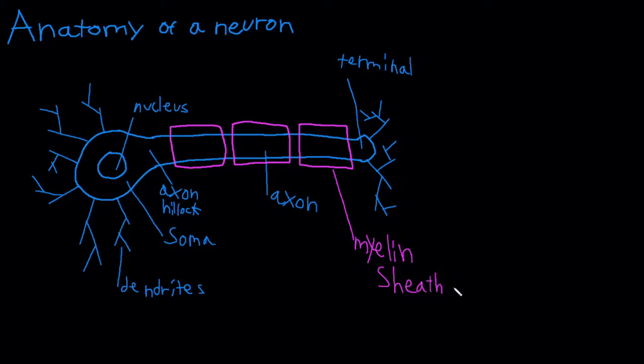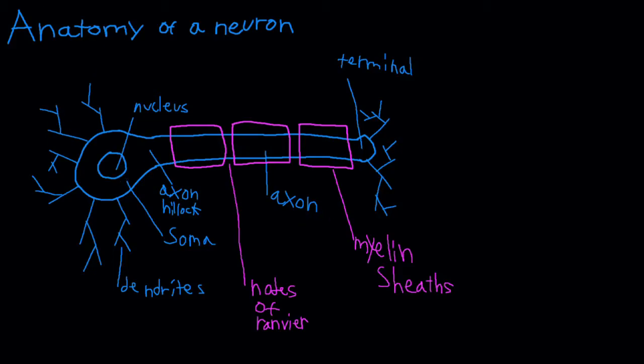Alright. And in the middle you see there are these little gaps, and those are called the nodes of Ranvier. So I'll label this as well. Nodes of Ranvier. And I'll go more in depth about what all of these things do in a later video. This is just the basic anatomy. So that's basically it for the very, very basic parts of our neuron right here.